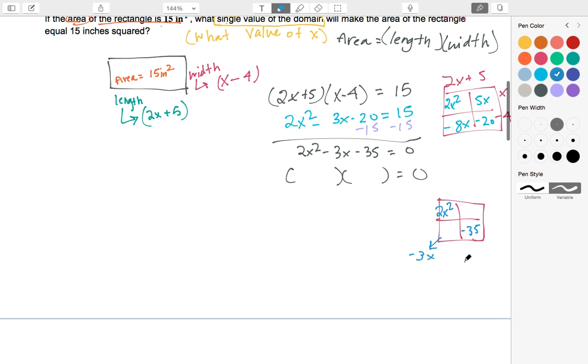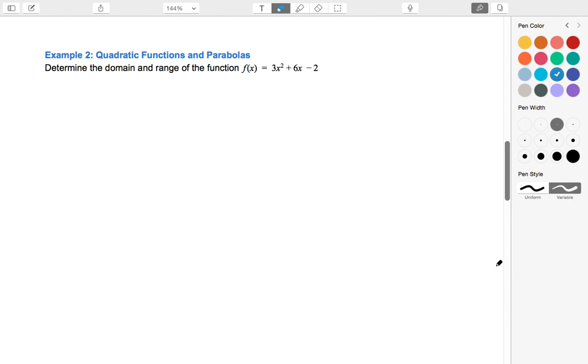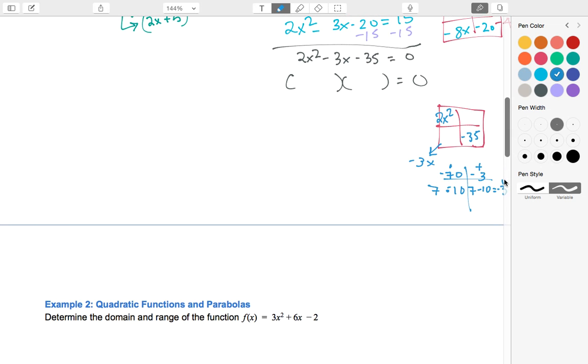All right, so I'm going to do my t-chart. 2 times negative 35 is negative 70. So what two numbers multiply to give me negative 70, but add to give me negative 3? Well, 7 times 10 works, and 10 would need to be negative. So 7 minus 10 does indeed give me negative 3. So that works out.